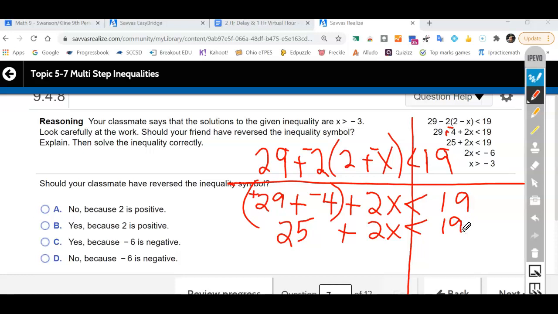So 25 plus 2x is less than 19. So now we're trying to get x by itself. So we've got to get rid of this 25, right? So we have to subtract what from both sides? 25.